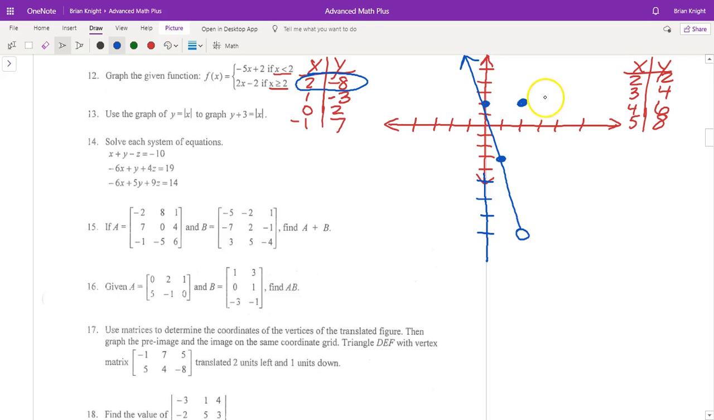3, 4. 4, 6. 1, 2, 3, 4, 5. 6 at the very top. And like I said, I'm not gonna worry about 5, 8. I can see what my graph is doing. It's going forever in that direction. Okay?